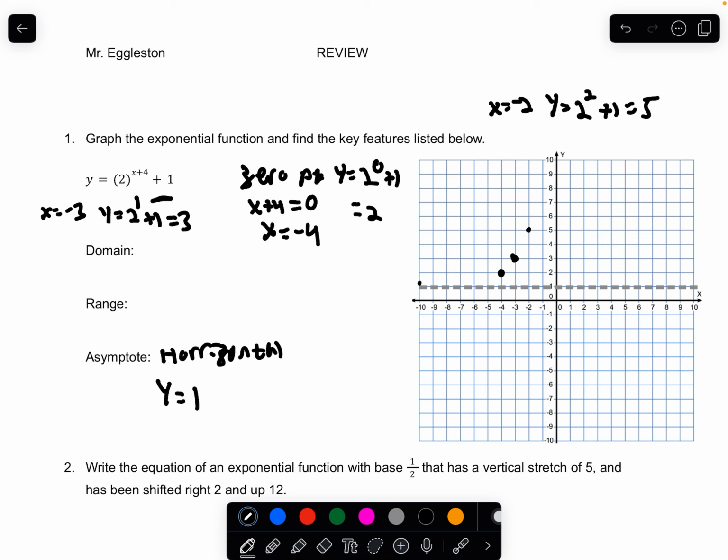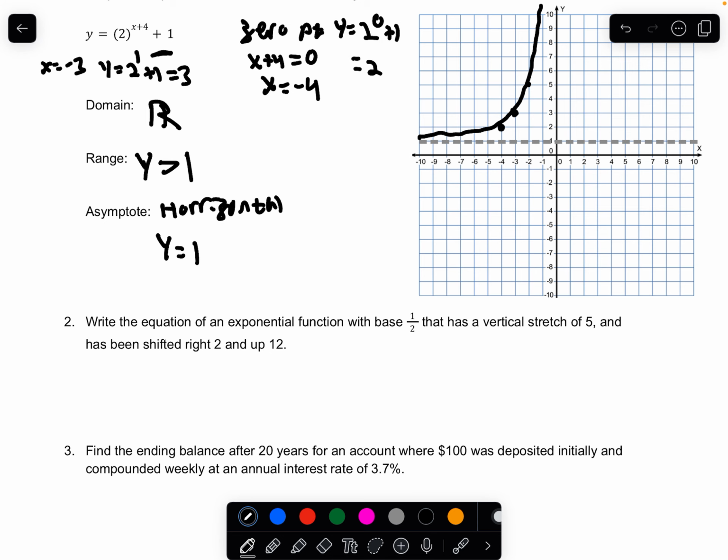So you can kind of see the graph will approach the horizontal asymptote, then it's going to blow up like that. All right? The domain is all reals. And the range is restricted because y is greater than 1. It can't equal 1. It can only approach 1, so it's got to be greater than 1.